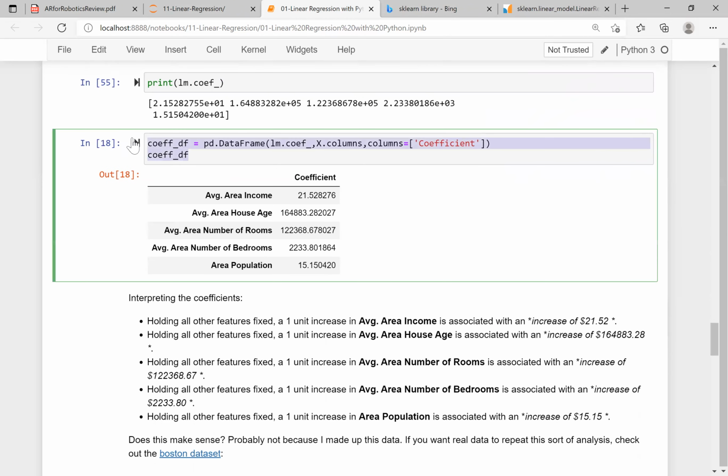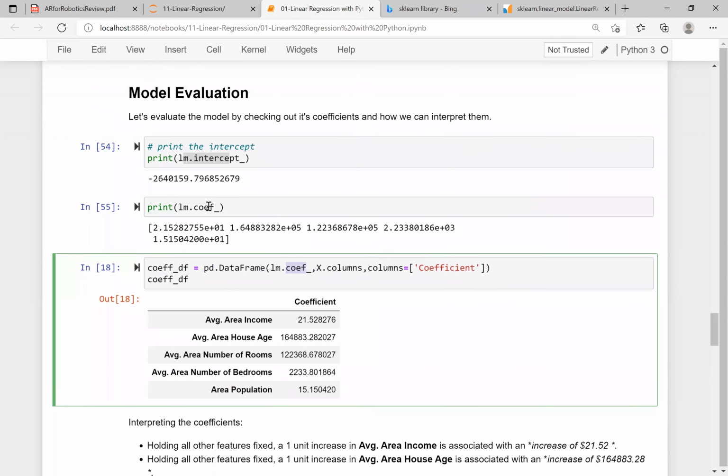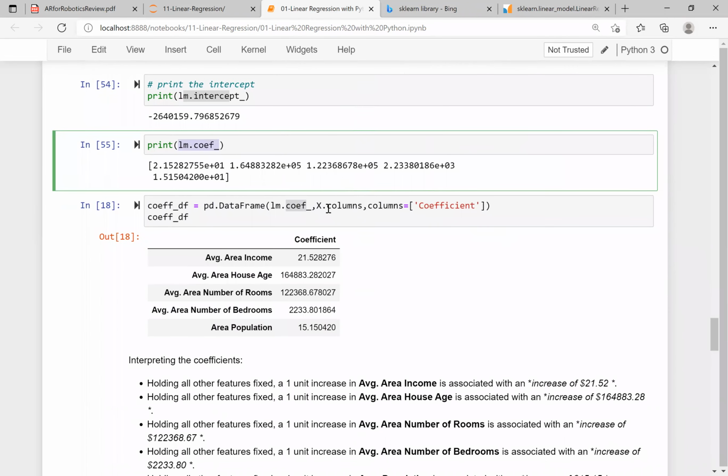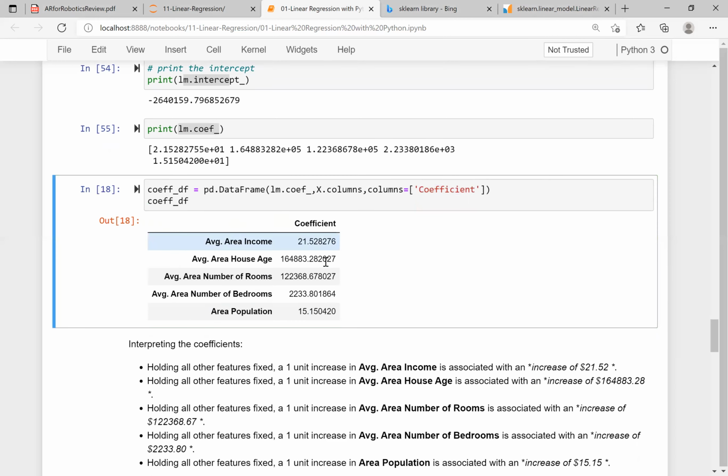Now see, I want to print it in a better way. I am creating a new data frame called coefficient df, using pd.DataFrame. I am entering all the coefficients, so this is lm.coef_, the output from my model which I fitted over x train and y train. Next I am plotting this with X.columns. So I am naming my columns as coefficient, and my row names are going to be X.columns, right?